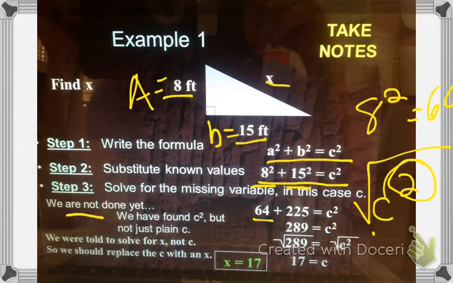Took the square root of c squared and 289. Well, the square root of 289 ends up being, when I plug it in my calculator, 17. So 17 times 17 equals that 289. But in the end, we found our missing side. In the end, we found our missing side is 17.